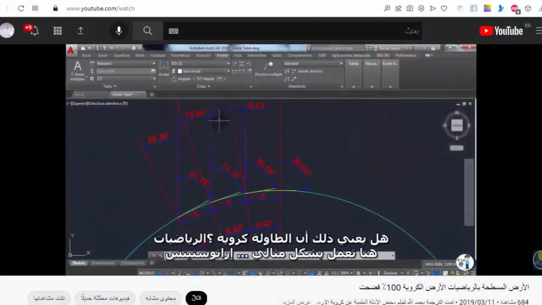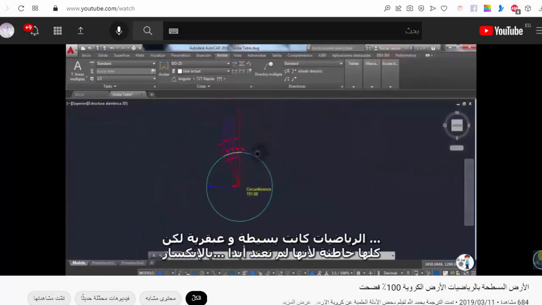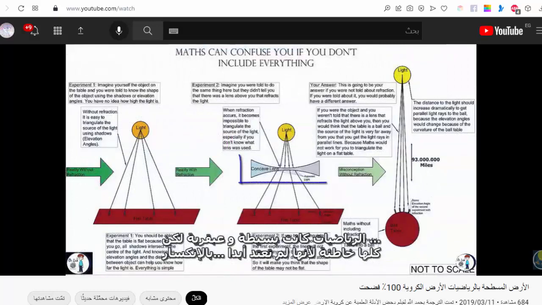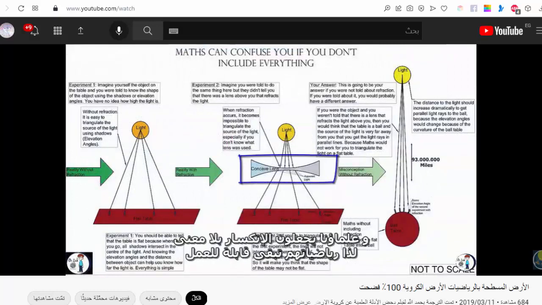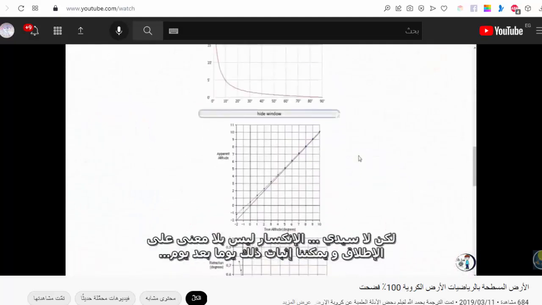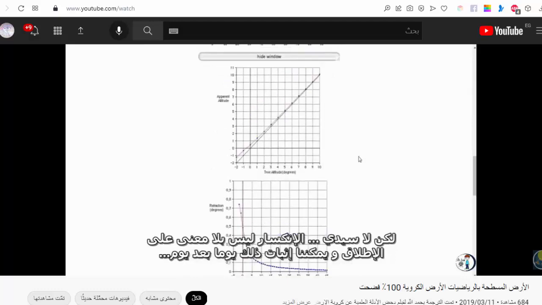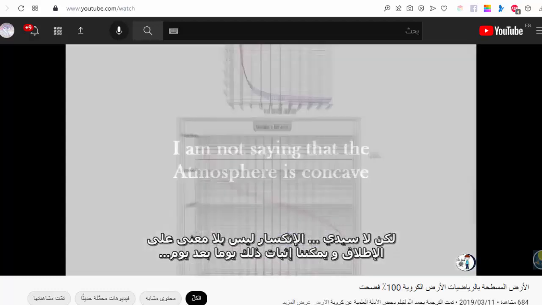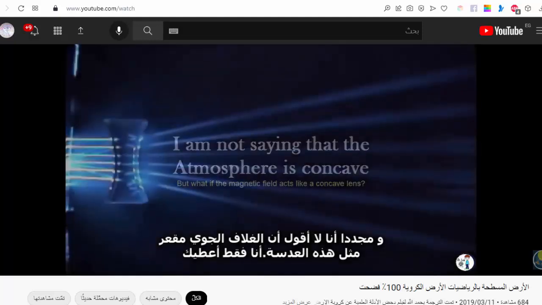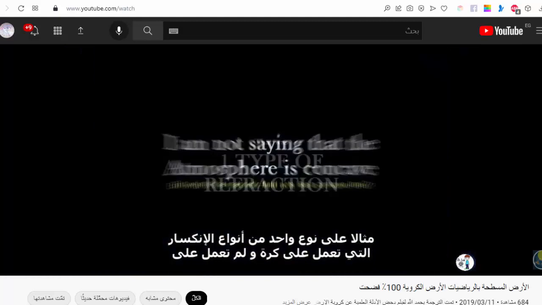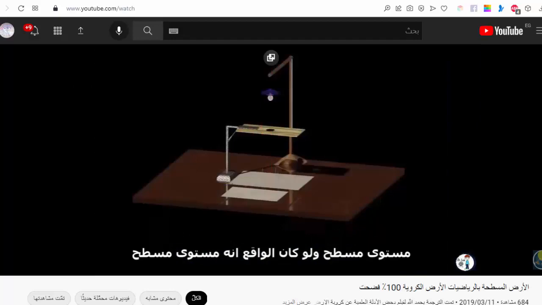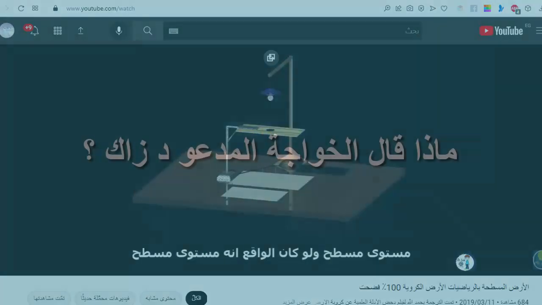The math here works perfectly. Eratosthenes' math was simple and genius, but it's all wrong because he never accounted for refraction, and now our scientists are making refraction meaningless so that math can still work. But no, sir, refraction is not meaningless at all, and we can prove that day after day. And again, I'm not saying that the atmosphere is concave like this lens. I'm just giving you one type of refraction that worked on the globe and didn't work on the flat plane, even if reality is a flat plane.